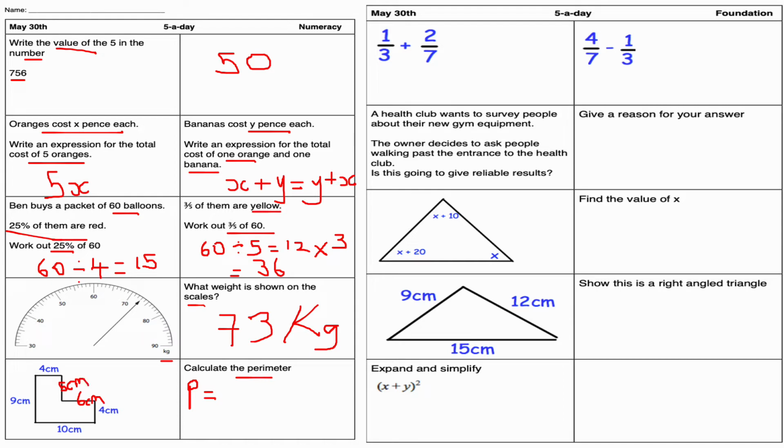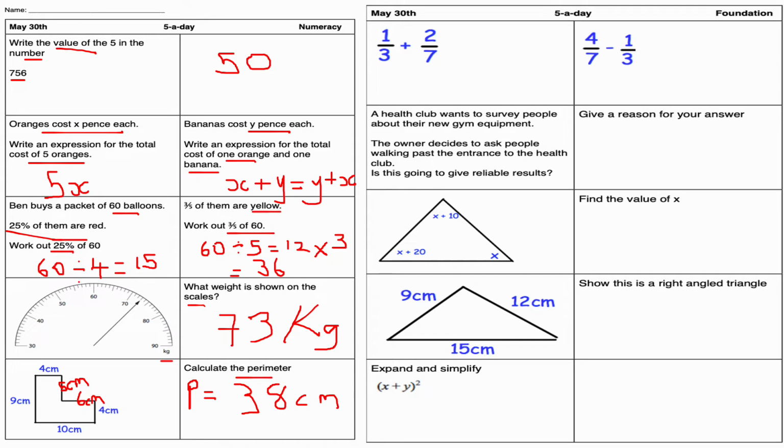So the distance around this shape, guys, is 10 plus 9 is 19, plus 4 is 23, plus the 5 is 28, 28 plus 6 is 34, plus the 4 is 38. And the units for perimeter are centimeters, guys.